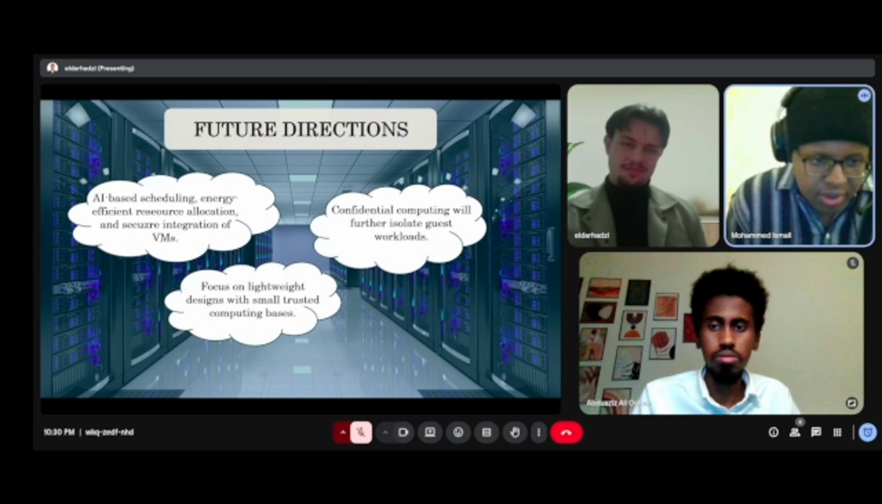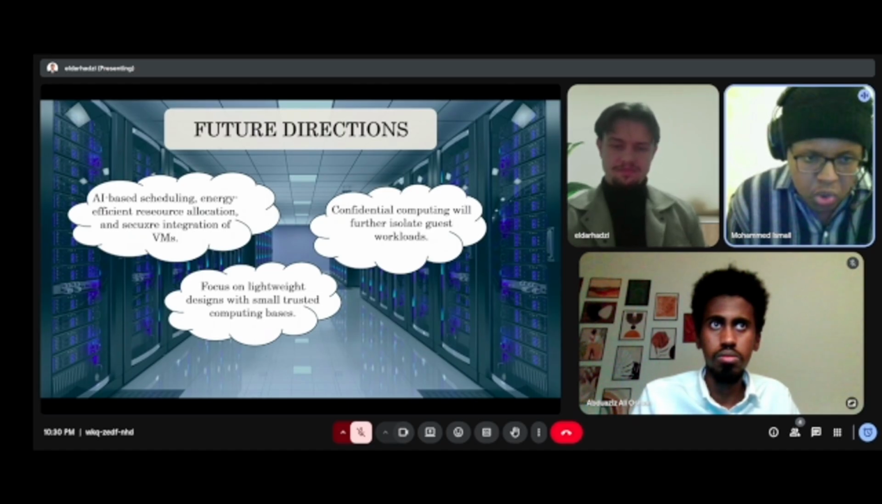And here we'll be talking about the future directions. Future work will focus on lightweight designs with small trusted computing bases, AI-based scheduling, energy-efficient resource allocation, and secure integration of VMs with container platforms. Confidential computing will further isolate guest workloads.